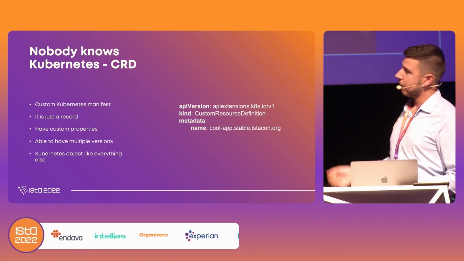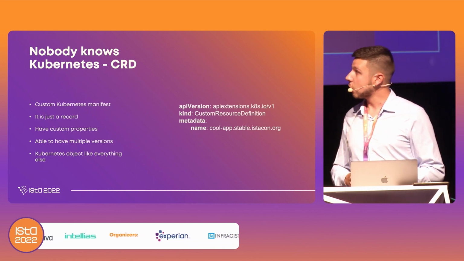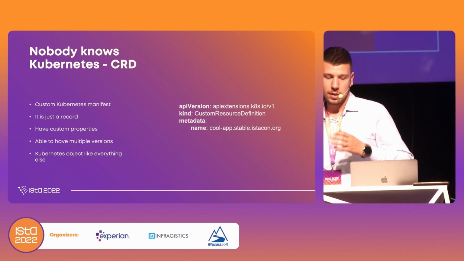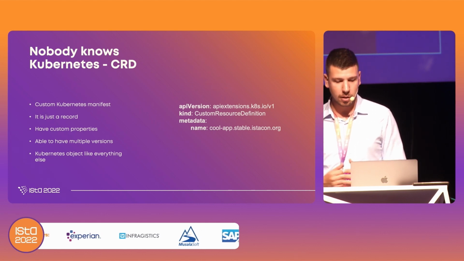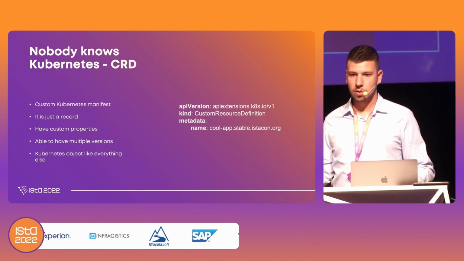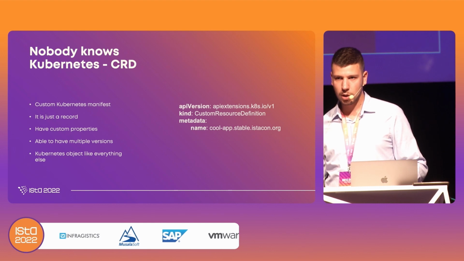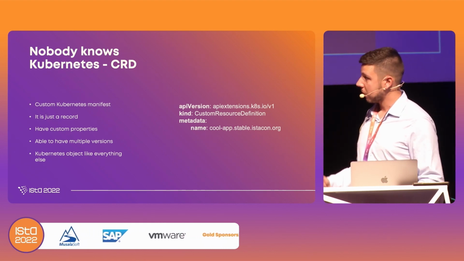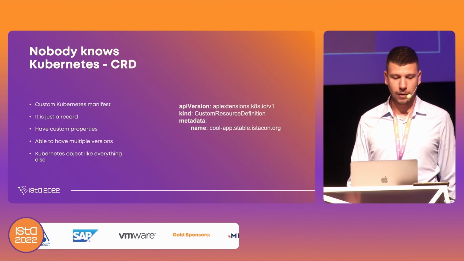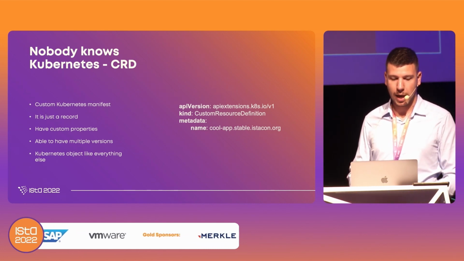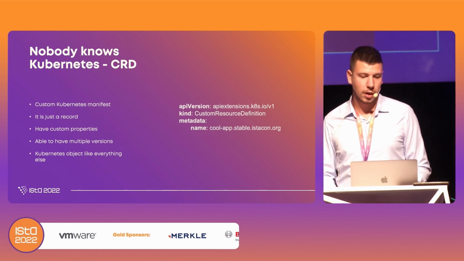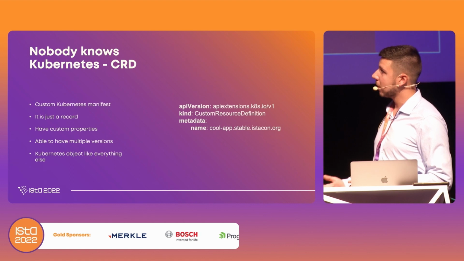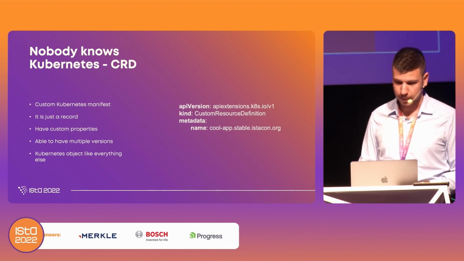We can also have one really good option, which is multiple versions. So we can have multiple versions of this CRD and what kind of parameters it accepts. So let's say that we introduced a new feature, we can introduce it in a new version and mark the old one as deprecated, and the new version will have more properties essentially. And finally, it is a Kubernetes object like everything else. So we can work with it with the API like we work with pods, deployments, config maps, and everything else.